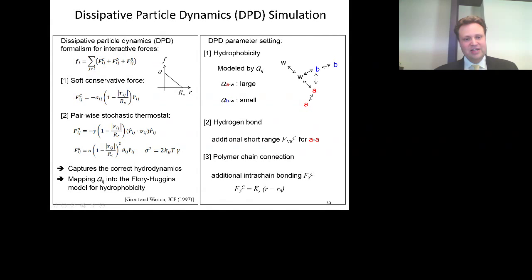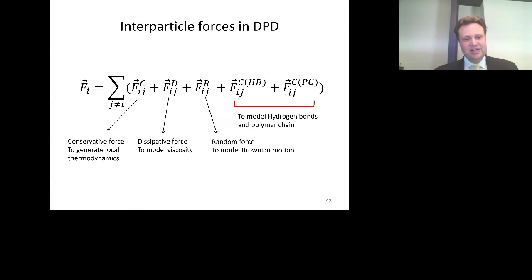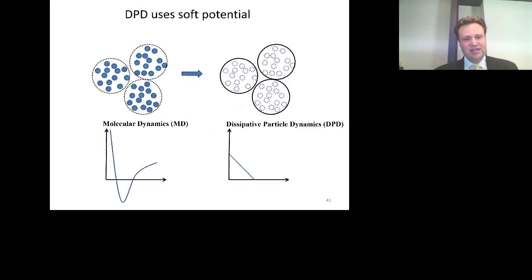And you can see here on the right-hand side how this works. So you have interactions between A and B, B and B, A and A, and also between the water and the A's and the B's. Those are all these little parameters that go into this equation here. There's also a description for hydrogen bonds and the connection within the polymer chain to describe the one-dimensional structure. And this is, again, how the forces break down. So this is really the workhorse of the simulation setup, and we can run the simulations.